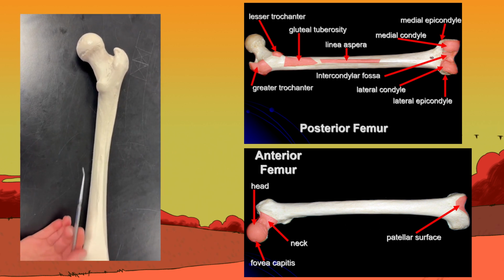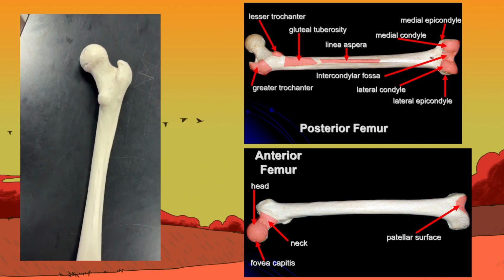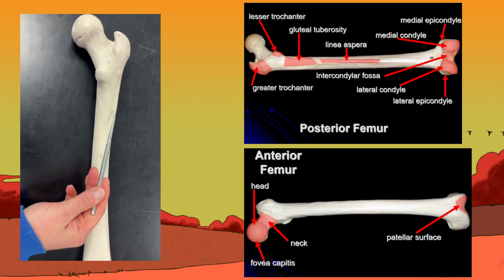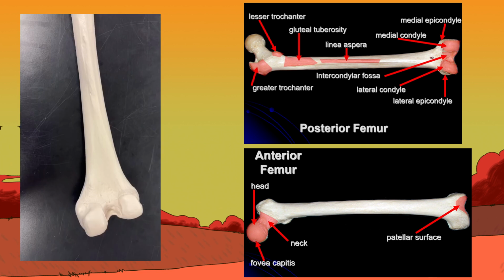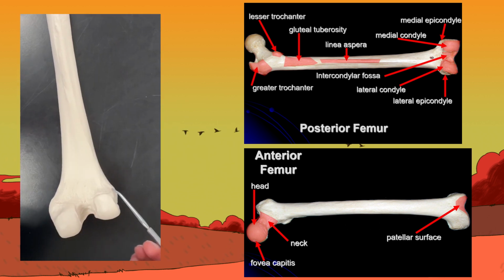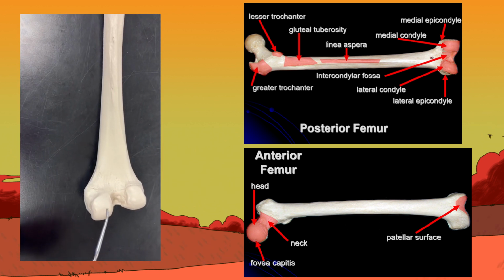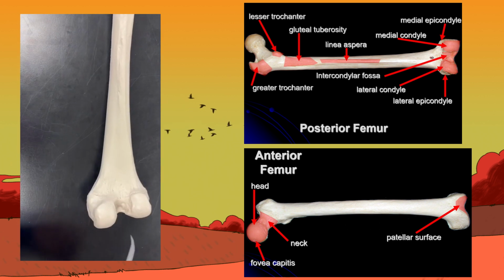Some of the major indicators are the lesser trochanter and the greater trochanter. On your posterior side, you also have your gluteal tuberosity, which is right here, and your linea aspera. This right here is your medial epicondyle, and this is your lateral epicondyle. Right here we have the medial condyle, the lateral condyle, and the intercondylar fossa.